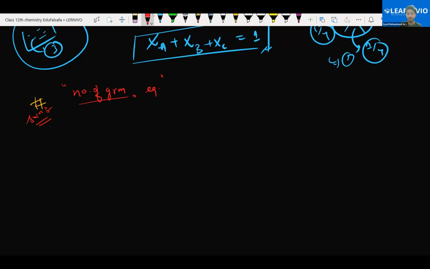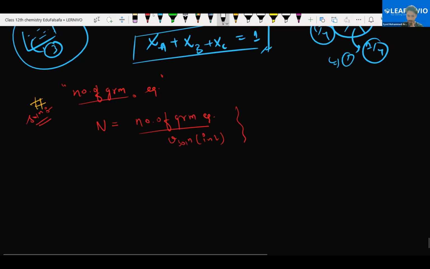And for the number of gram equivalent, what is the formula? So I am recalling that the formula of normality is the number of gram equivalent divided by the volume of solution in liters. This is the thing that I have taught you before. Correct? So multiply by n factor, for what? If I am writing this normality in terms of molarity, if I write molarity here, then I need to multiply it by n factor.